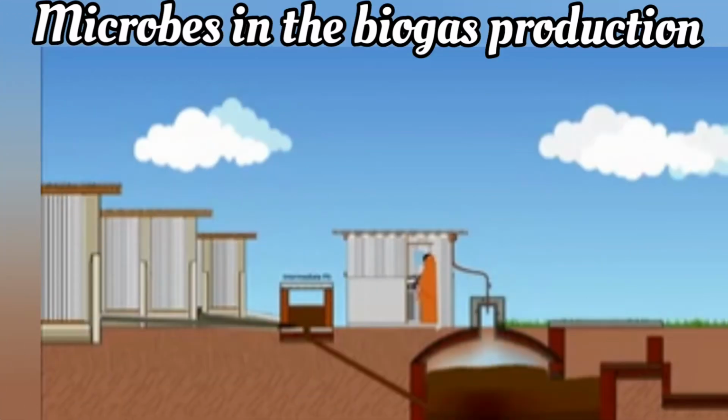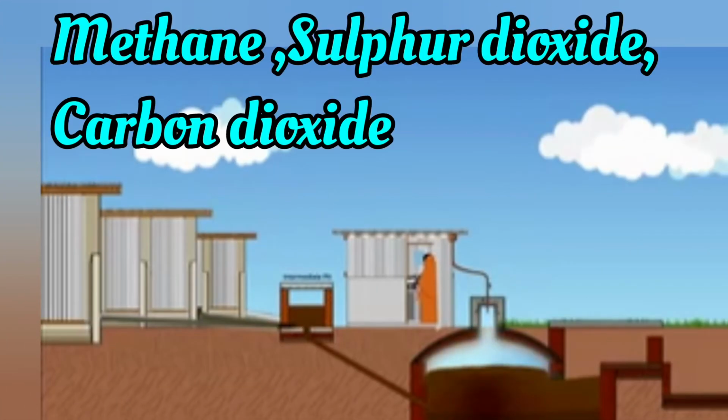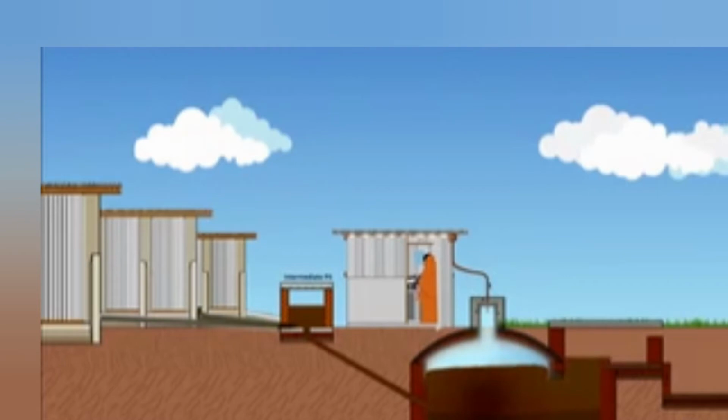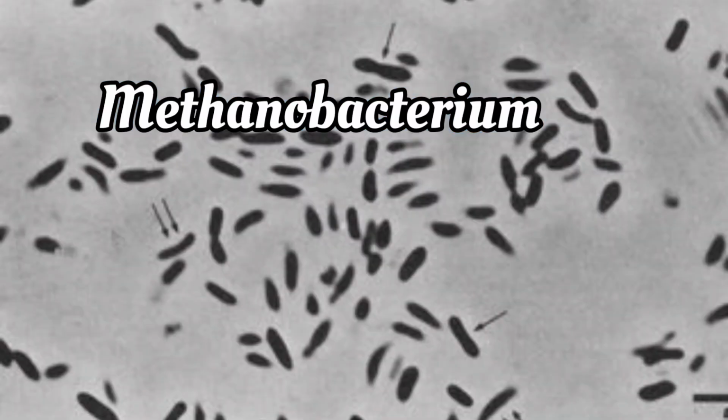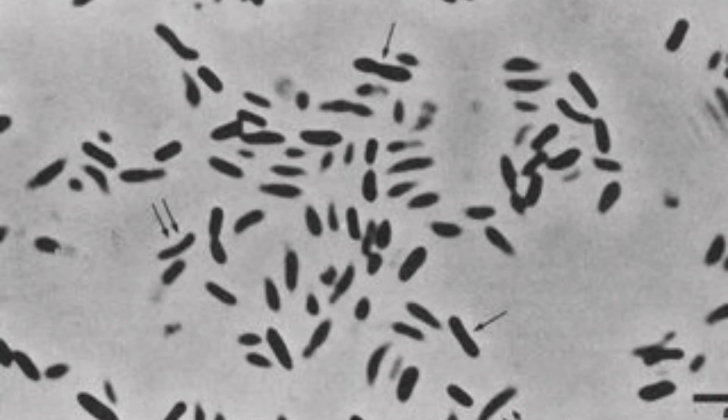The next topic is about the microbes in the production of biogas. Biogas is a mixture of various types of inflammable gases like methane, sulfur dioxide and carbon dioxide. So you need to remember the names of these gases, which are produced by the microbial activity that can be used as fuel.